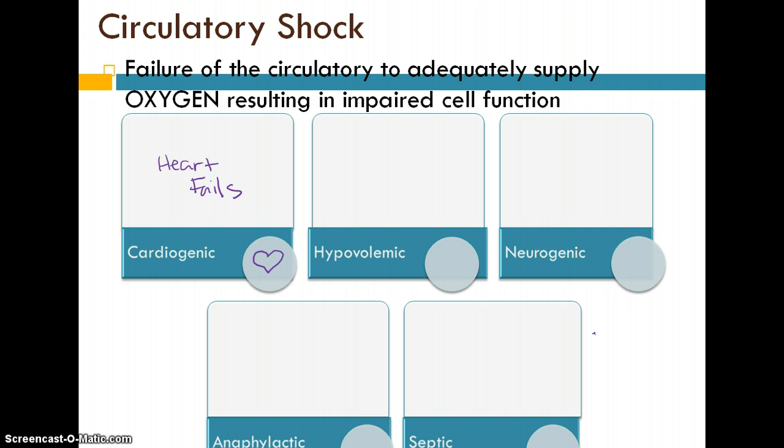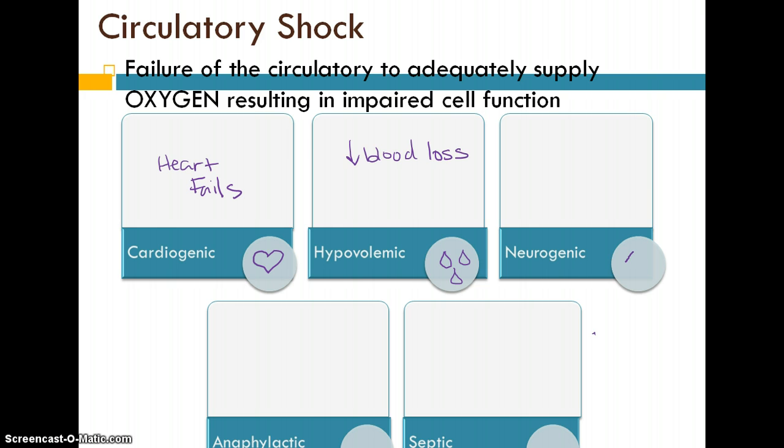The second type of shock is hypovolemic. So I'm going to draw little drops of blood. This is severe blood loss. Say someone was in a car accident and they have hypovolemic shock. That means they've lost lots and lots of blood, so the blood cannot get oxygen to the rest of the body.